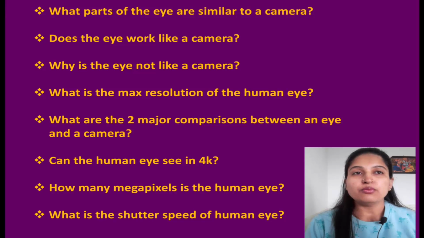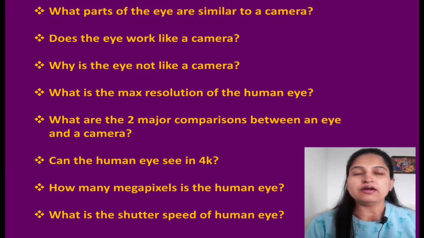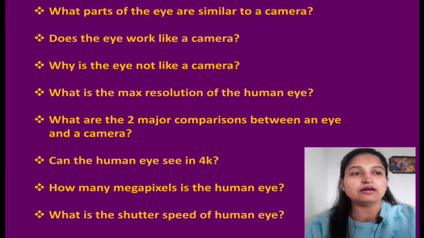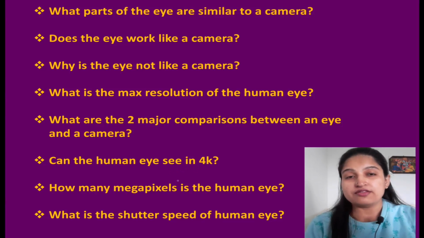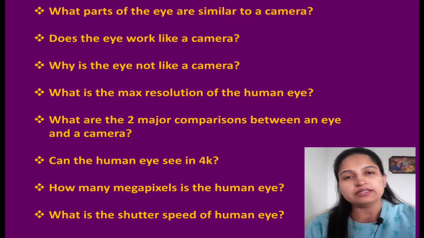So we will discuss what parts of the eye are similar to the camera. Does the eye work like a camera? Why is the eye not like a camera? What is the maximum resolution of the human eye? What are the two major comparisons between an eye and a camera? Can the human eye see in 4K? We are nowadays seeing movies and other videos in 4K resolution. How many megapixels is the human eye? What is the shutter speed of the human eye? These are the few points which I am going to cover in this video.